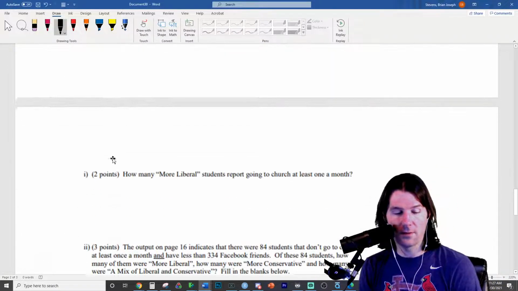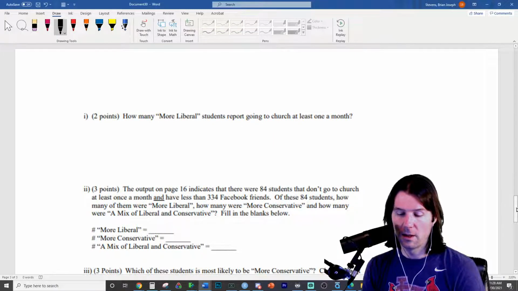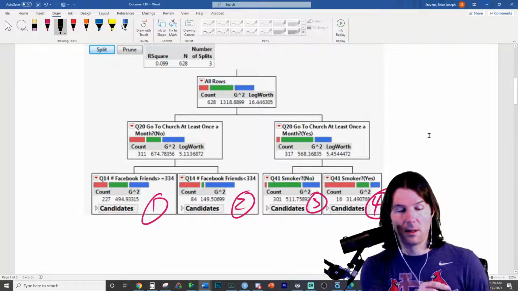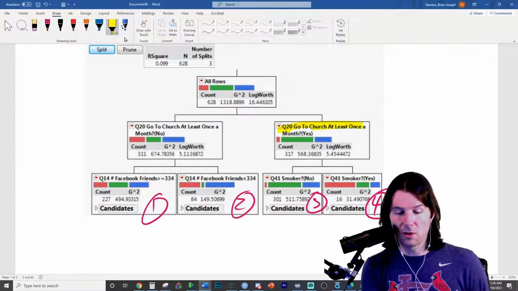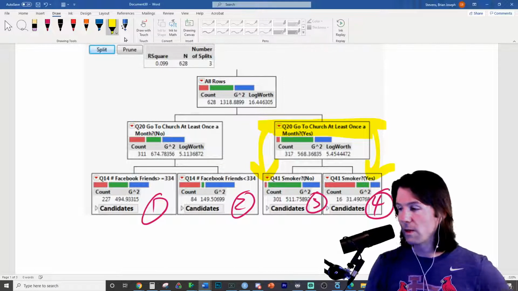The questions have the following. How many more liberal students are represented that report going to church at least once a month? So let's go up here, and we have go to church at least once a month. And these are the students who go to church at least once a month, and they are part of people in leaf what and what. So these people are in leafs what and what.